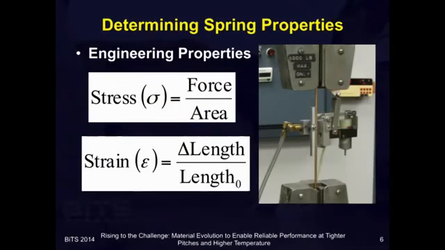So in material science, we'd like to normalize this by converting the force and deflection into stress and strain. In a simple tensile test, stress is nothing more than the force divided by the cross-sectional area. Strain is also a non-dimensional unit, which is simply the change in length divided by the original length.